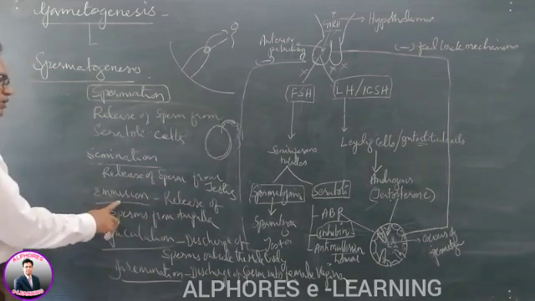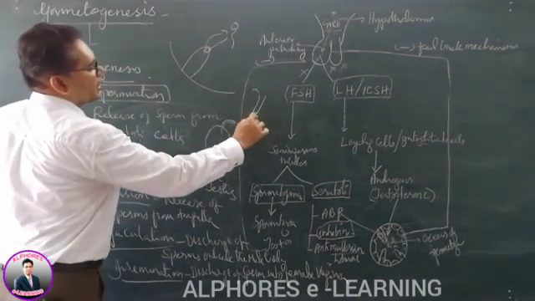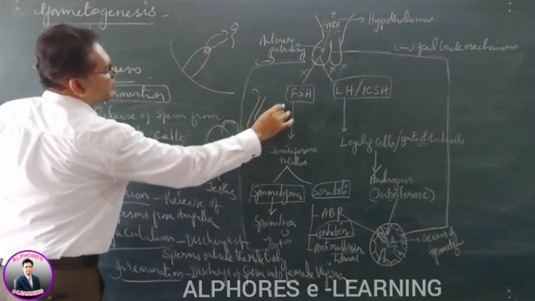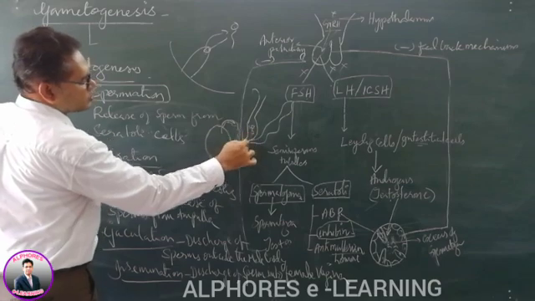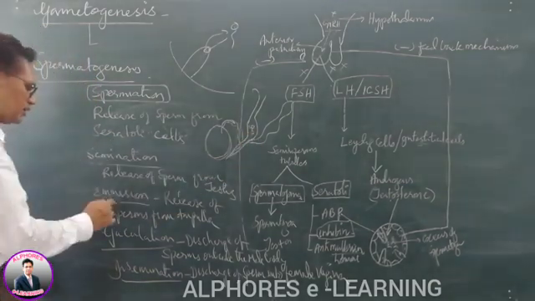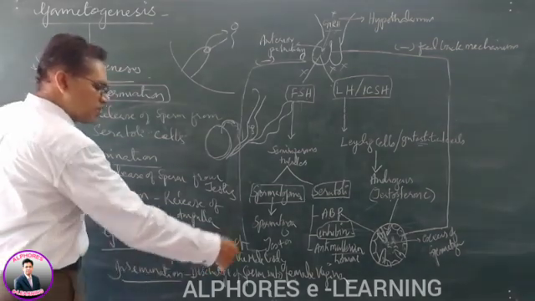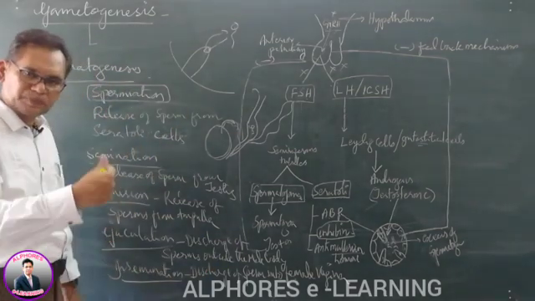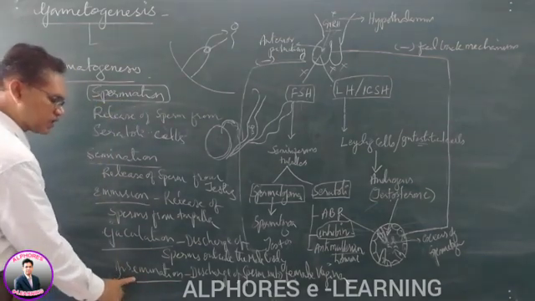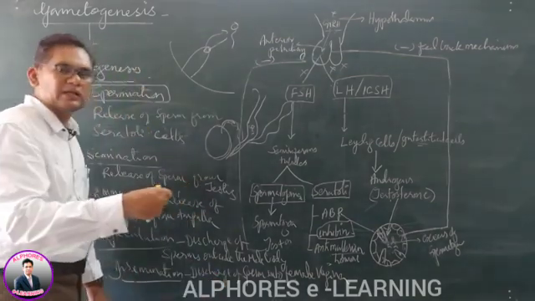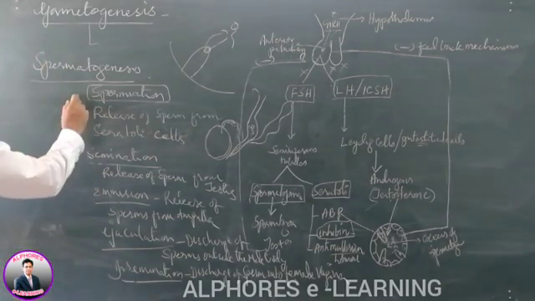Then emission, release of sperms from the ampulla. Now there is the vas deferens, and here is the ampulla. The seminal vesicle is attached here to form the ejaculatory duct. The sperms released from the ampulla is called emission. Ejaculation is discharge of sperms outside the male body through the penis. This is ejaculation. Insemination is discharge of sperms into the female vagina, into the female reproductive tract.